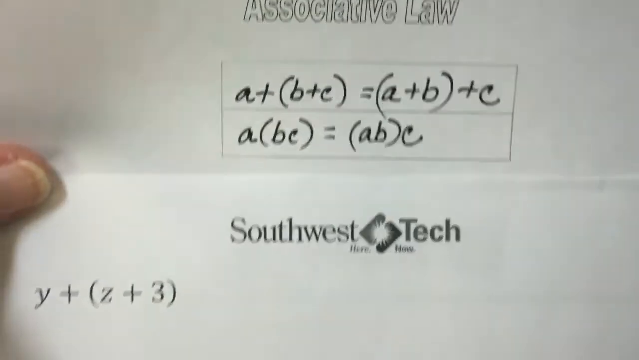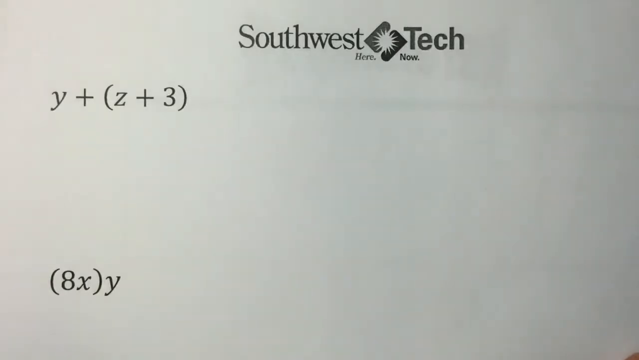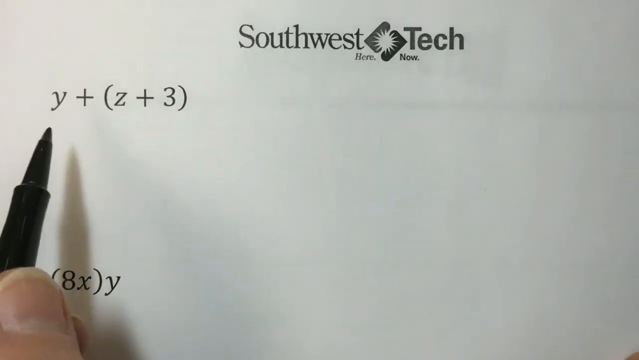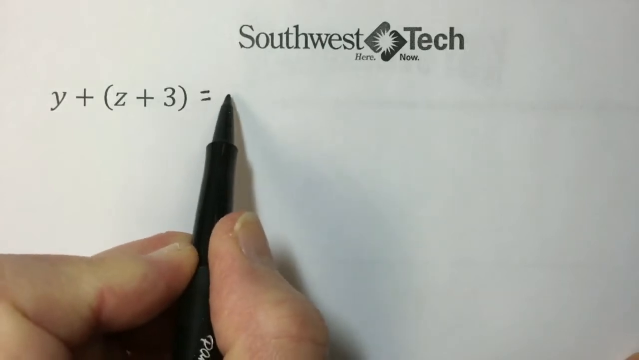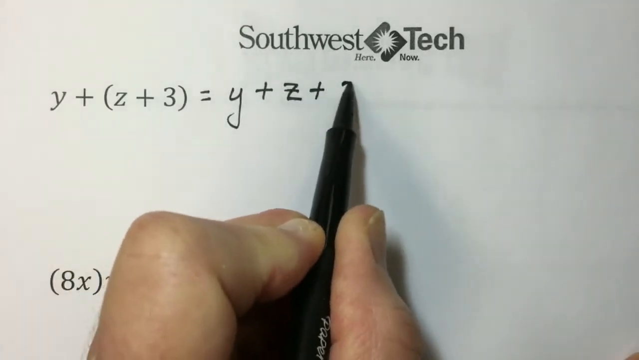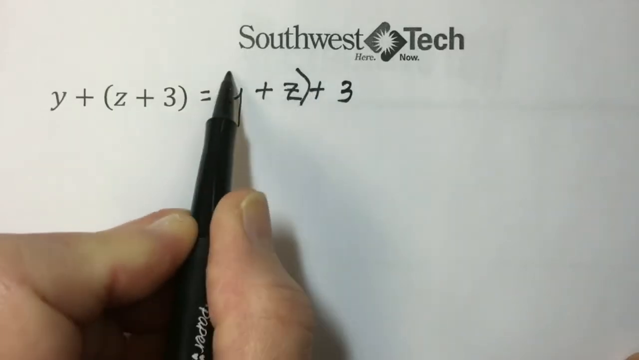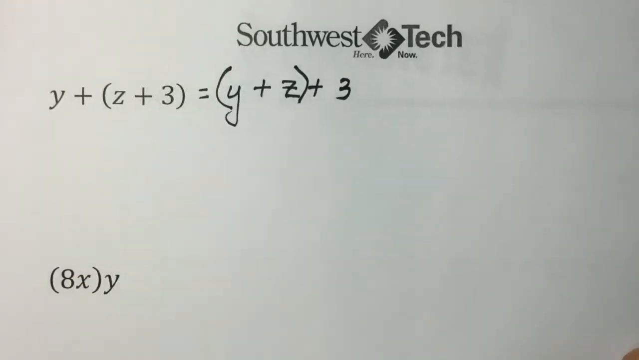Let's look at some examples using the associative property. They're asking us to write an equivalent expression using the associative law, and here we have all addition. As long as the order doesn't change, but the grouping does, and we're going to give priority to the first two, we have an equivalent expression.